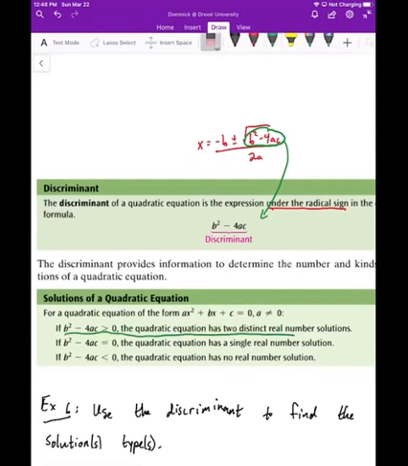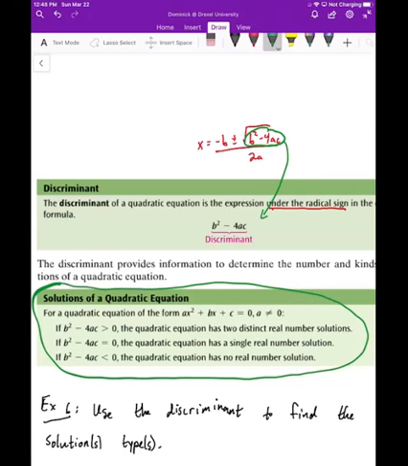This is summarizing what we just said a minute ago. If what's underneath the square root is positive, you have two real number solutions. If it is 0, then you have a single real number solution. And if it's negative, you have no real number solution. You have two complex.